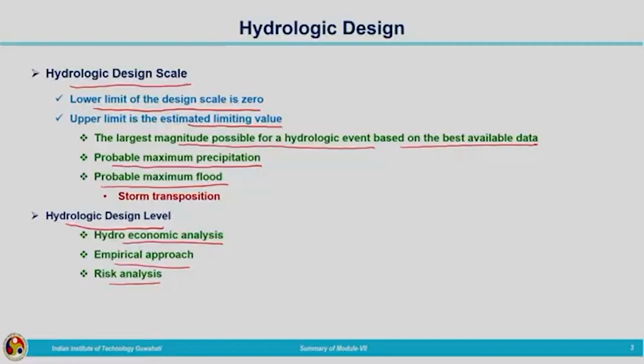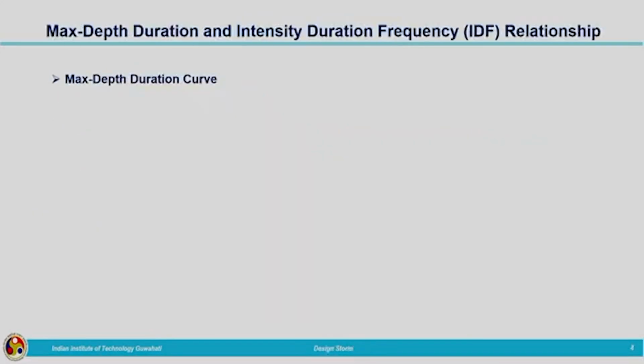Risk is representing the probability of the chances of occurrence of a flood equal to or beyond a certain threshold value that is associated with the structure. Risk and reliability are complementary to each other. If one is calculated, the other can be obtained by subtracting it from one. That much we have covered under risk analysis.